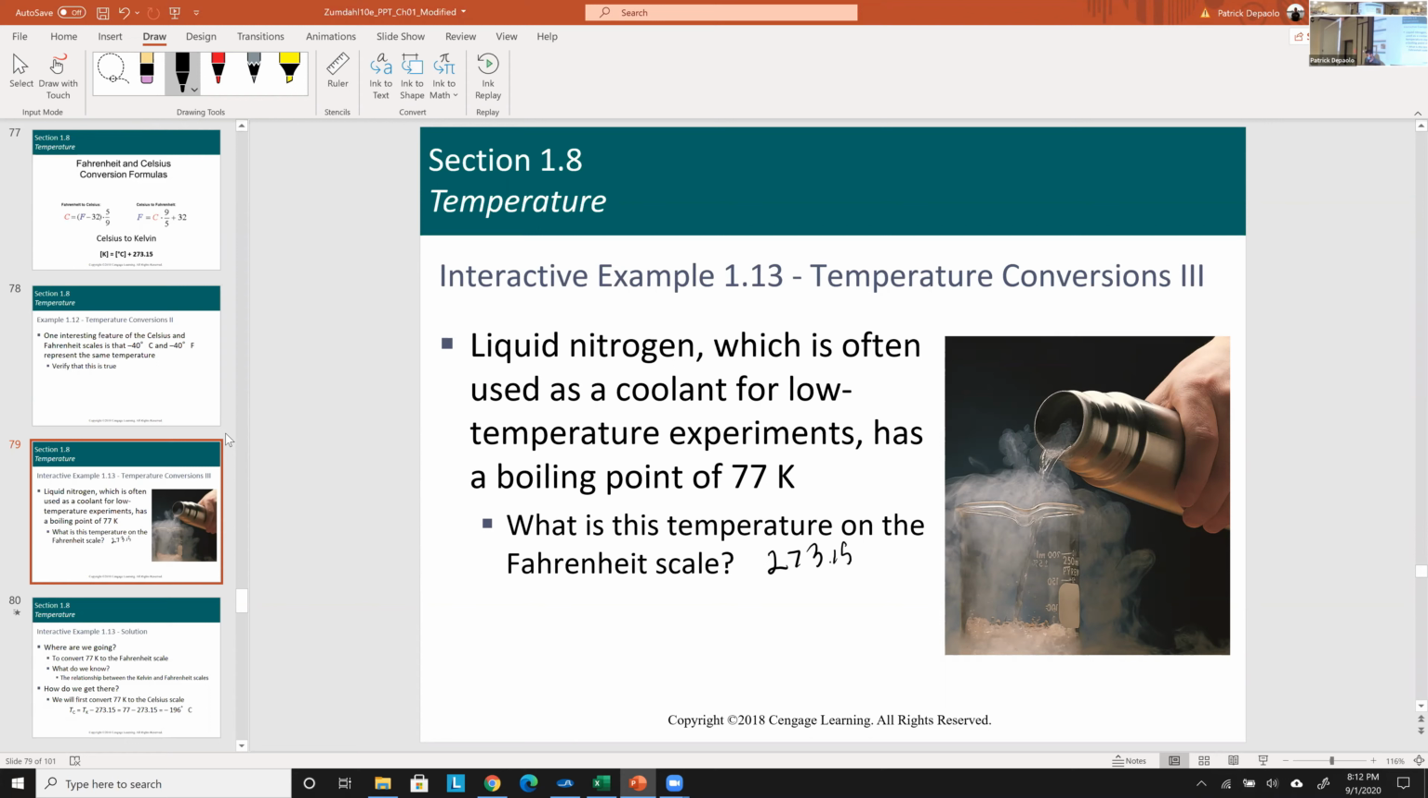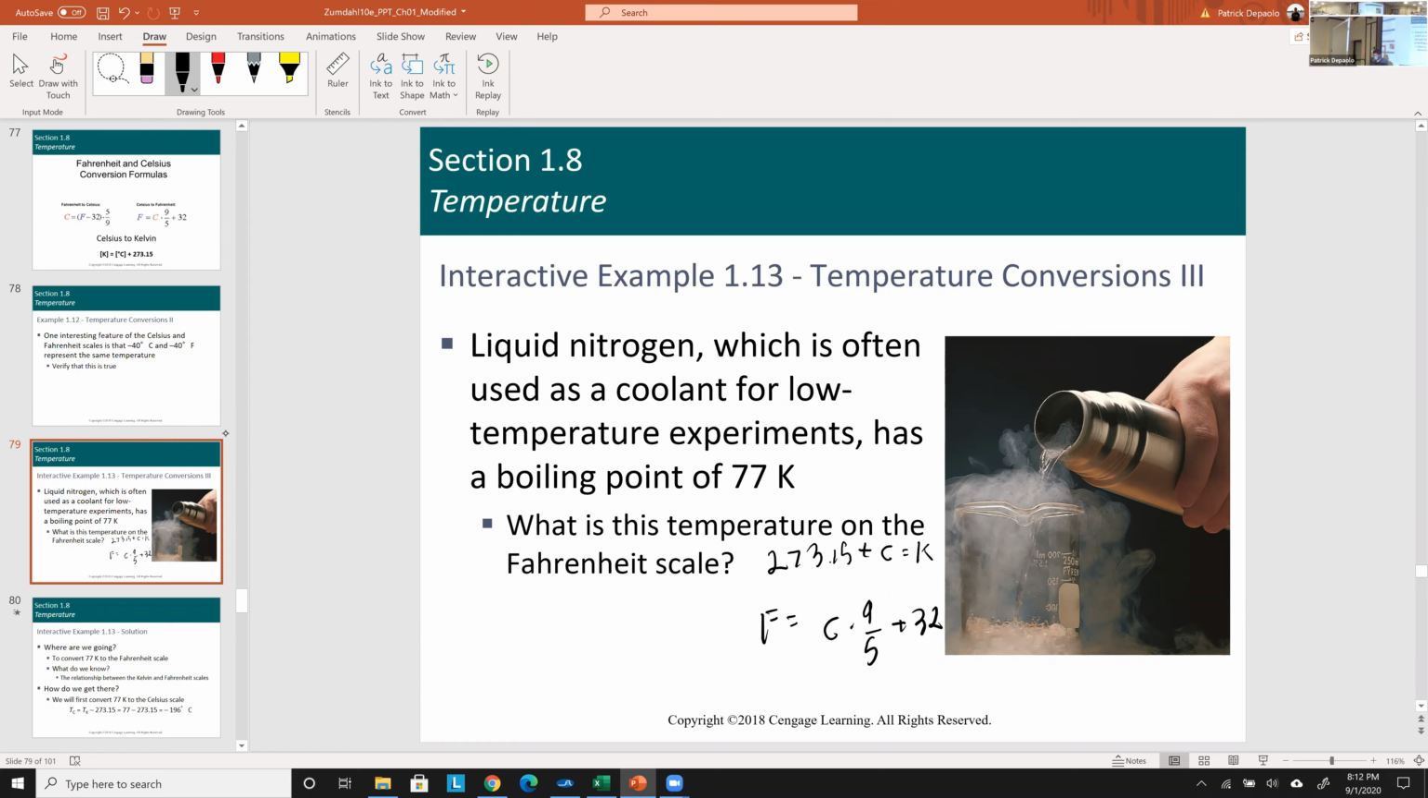273.15 plus Celsius equals Kelvin. And also we know that Fahrenheit equals Celsius times 9/5 plus 32. So can someone quickly say, how would we solve this? Subtract 273.15 from 77.